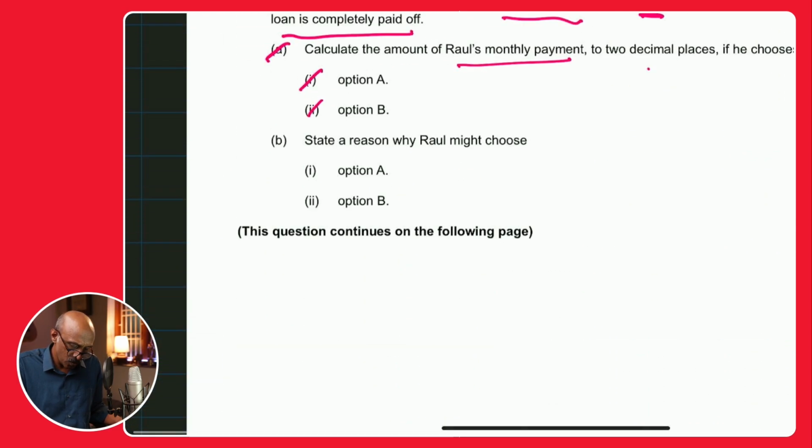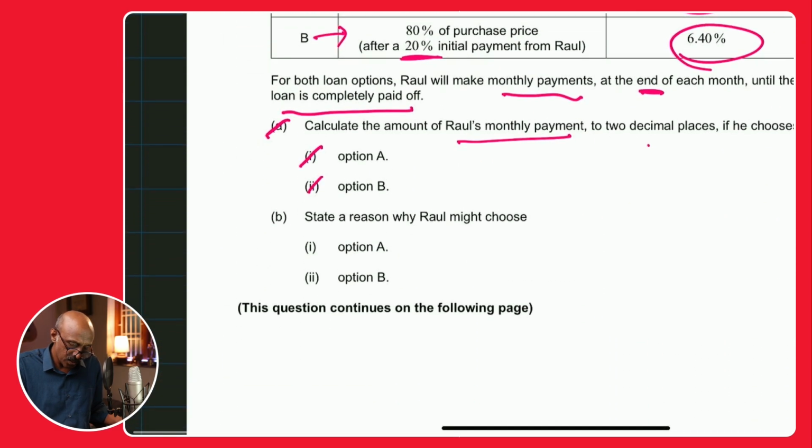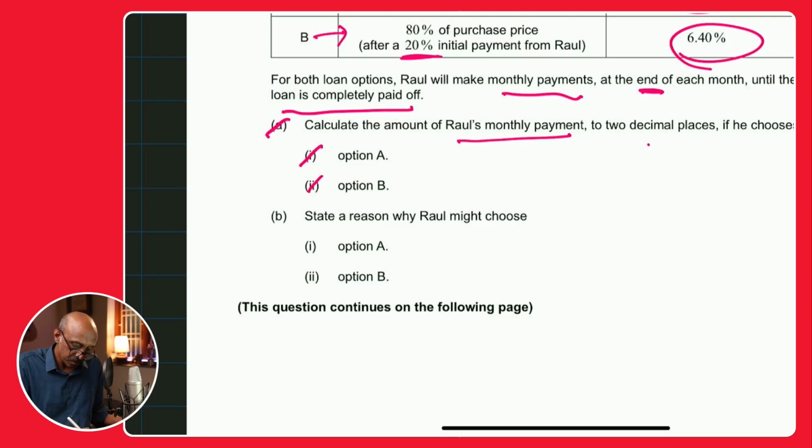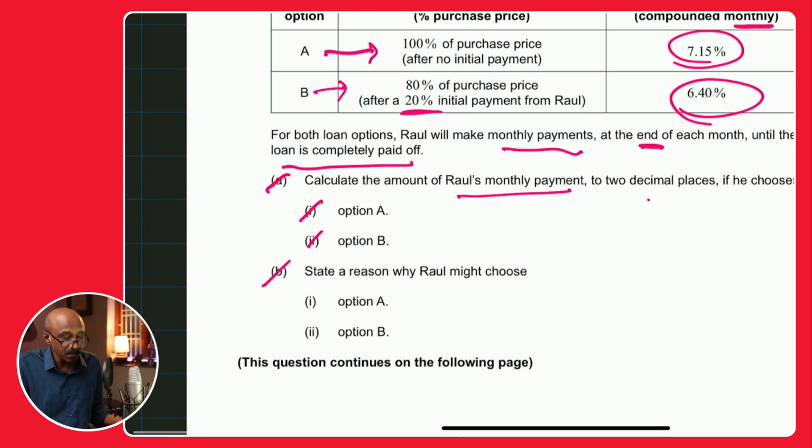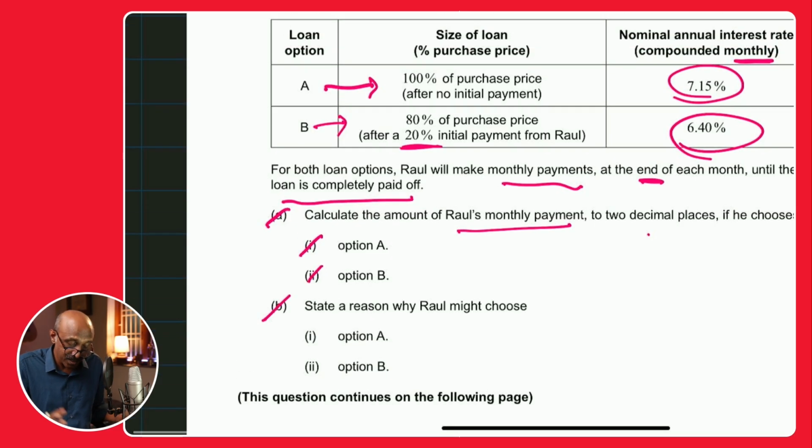All right, let's go on to state a reason. Part B says state a reason why Raul might choose option A. Why might he choose option A? Well, one reason could be that he doesn't have that initial amount, or maybe he doesn't want to pay that initial amount.